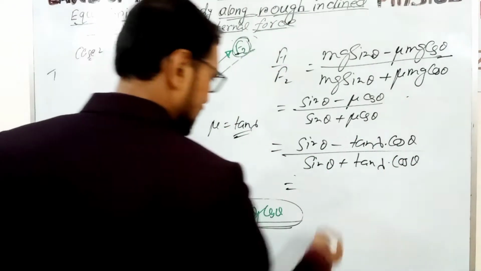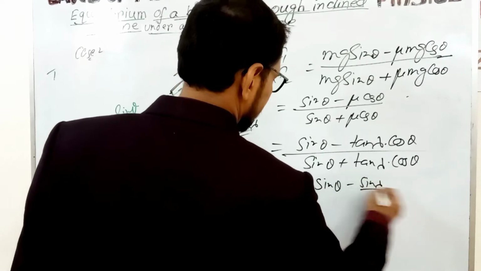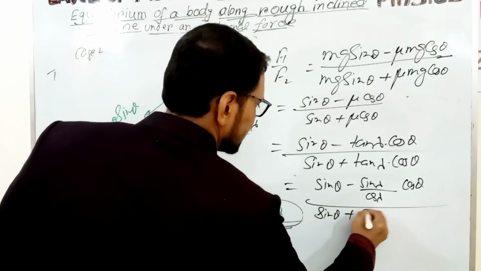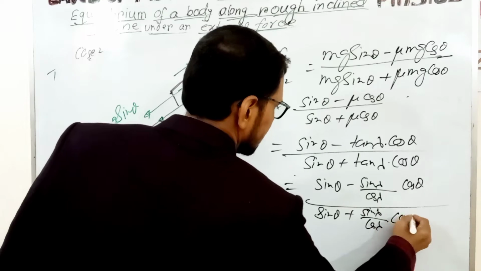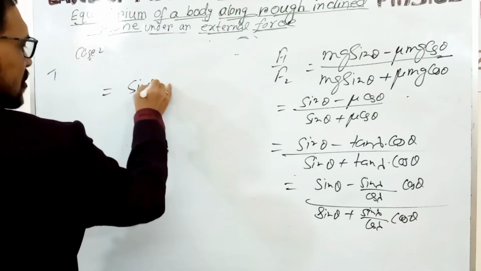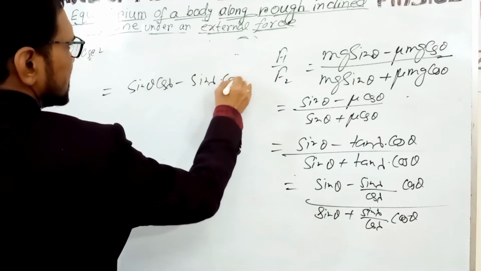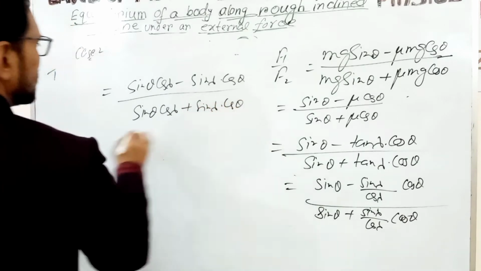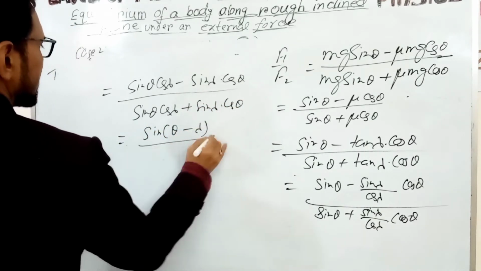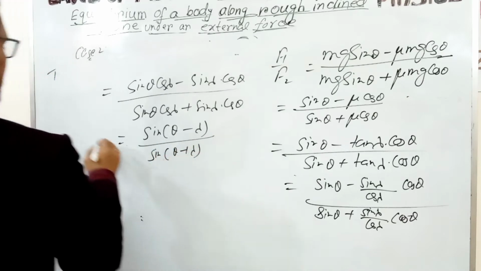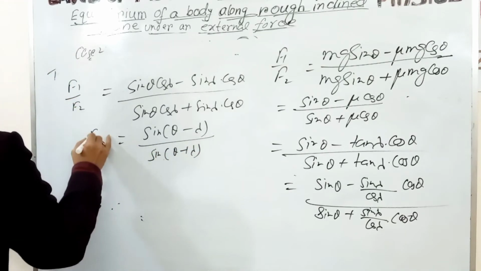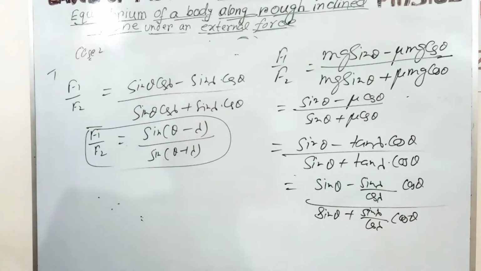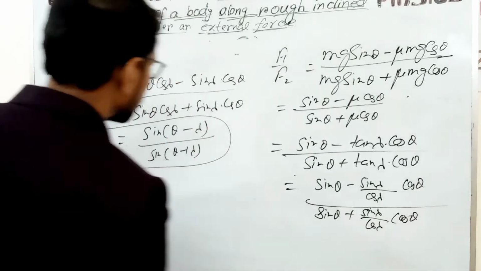tan lambda equals sin lambda by cos lambda. So we get (sin theta cos lambda minus sin lambda cos theta) divided by (sin theta cos lambda plus sin lambda cos theta), which is sin(theta minus lambda) by sin(theta plus lambda). So the F1 by F2 ratio is this. This is the result, so you can remember this result. Lambda is the angle of friction and theta is the angle of inclination.